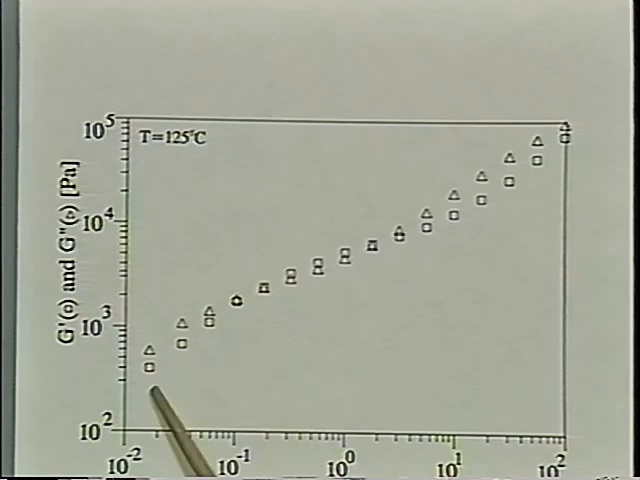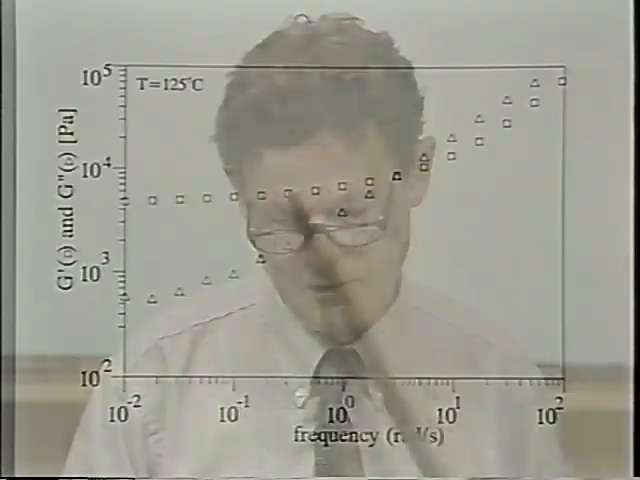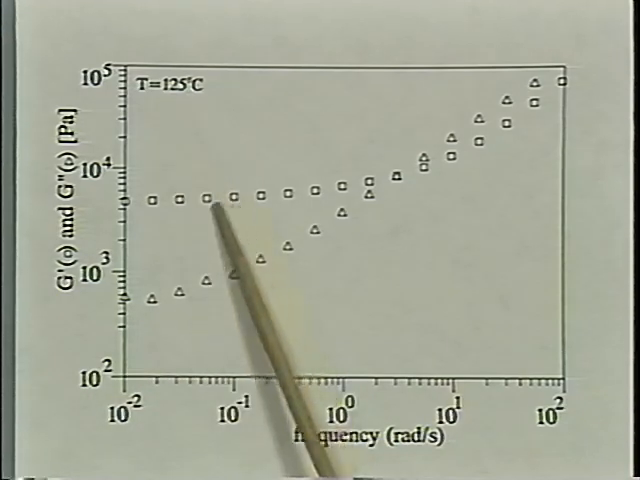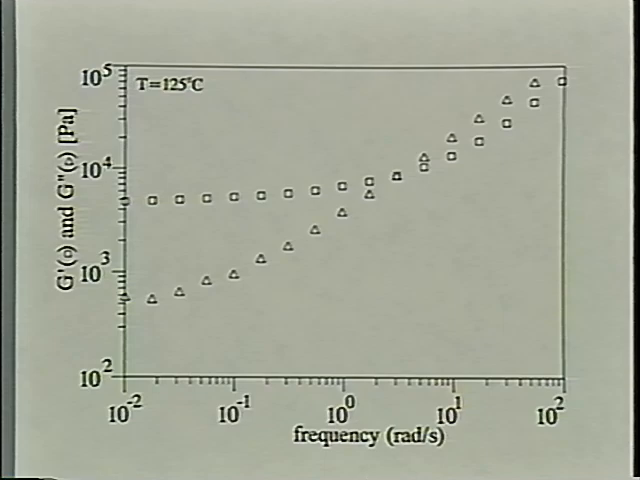This is after about 160 minutes, the modulus went up. And after 11 hours here, the modulus is fully developed. G prime is very high, G double prime. At 125 degrees, the modulus is high. So it's a nice solid behavior above the glass transition temperature of the styrene.